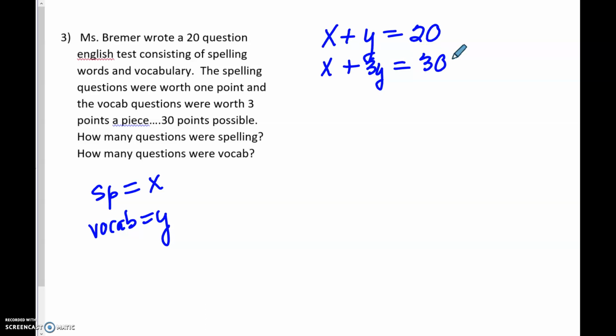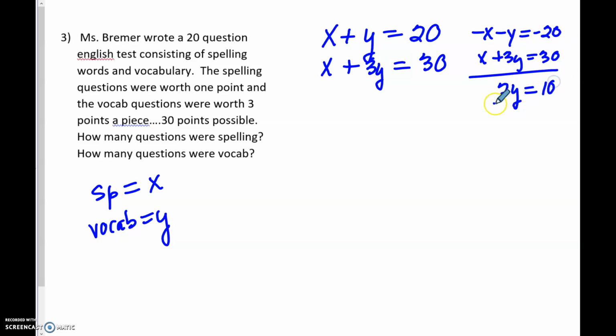I think, again, I am going to use that elimination method, and I'm going to multiply everything in that first equation by a negative, and I'm going to leave the second equation the same. So now my x's are going to cancel out, and I end up with 2y equals negative 20 plus 30, which is 10. And I'm going to divide both sides by 2. So y equals 5.